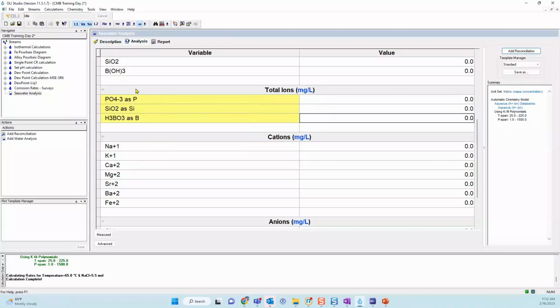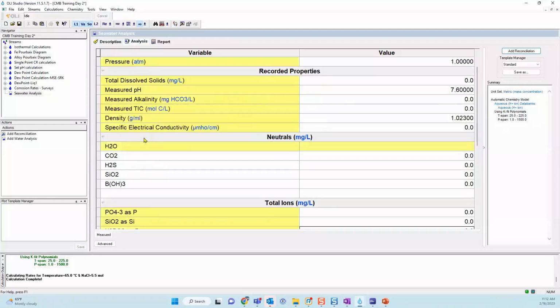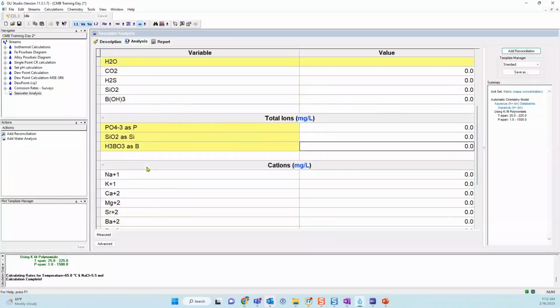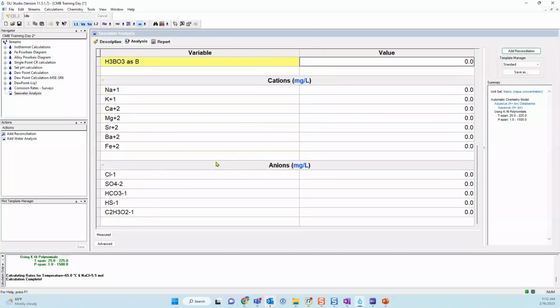I haven't seen very much use of this, because I've seen people who immediately converted and entered it directly here as SiO2 or boric acid or some other component. But it's good to mention why it's there and what it means. Cations. This is easy. Cations are everything that has a positive charge. So in here we will enter that this water analysis has 10,500 milligrams per liter of this ion.